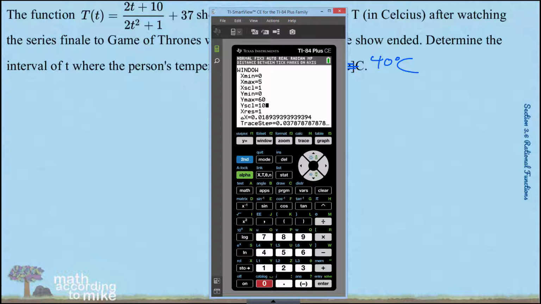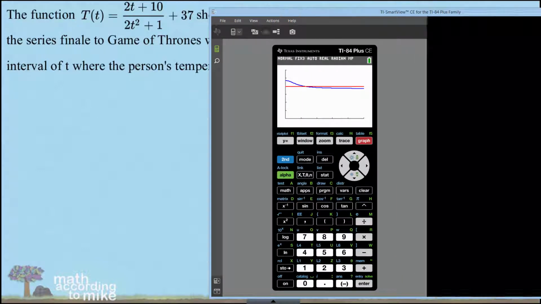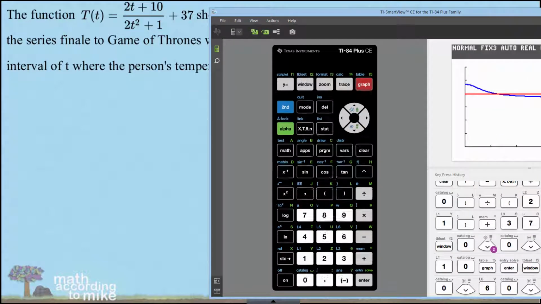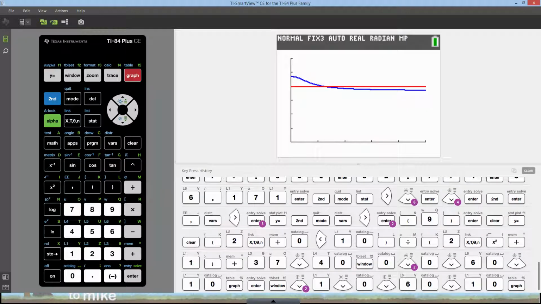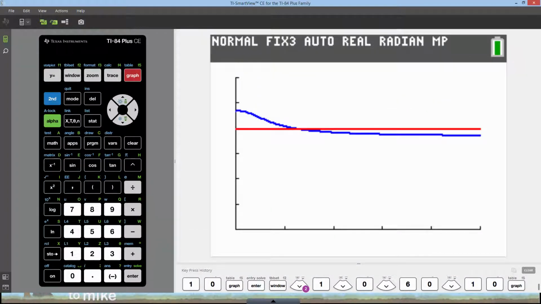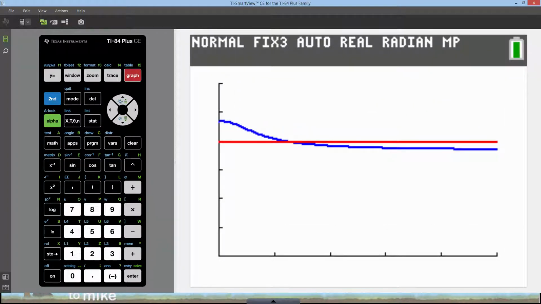So now when you hit graph, oh, that graphed really fast. I did not expect that. You should see in blue our temperature function, and in red our y equals 40. Can I make that any bigger? Oh, no, I want this to happen. Okay, that's nice. Can I make this go away? Do you guys know? All right, so we need to figure out at what point these two intersect.